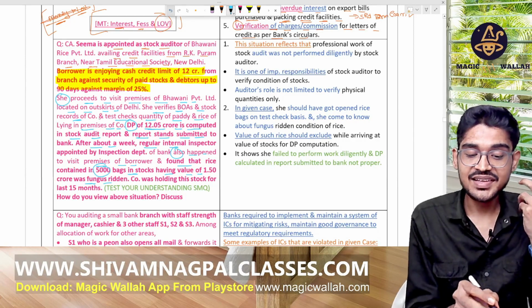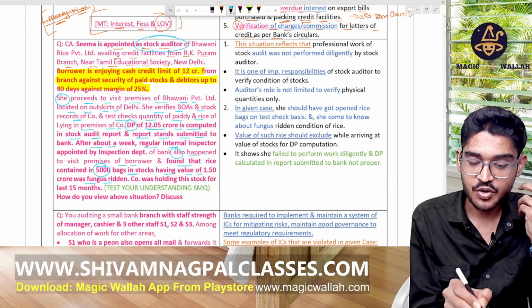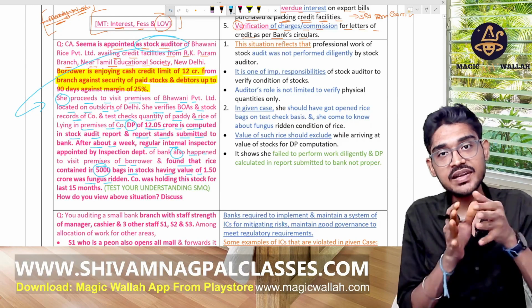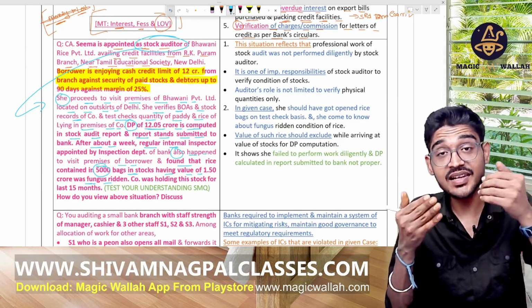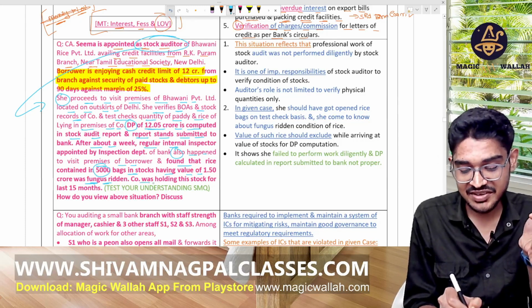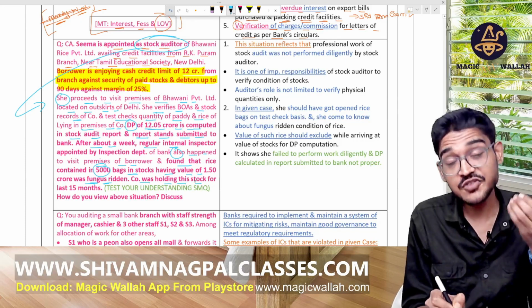Okay, the stock auditor checked the number of bags, but she did not open those bags to check whether they were proper or not. But in reality, they had got fungus, and the company was holding the stock for the last 15 months.